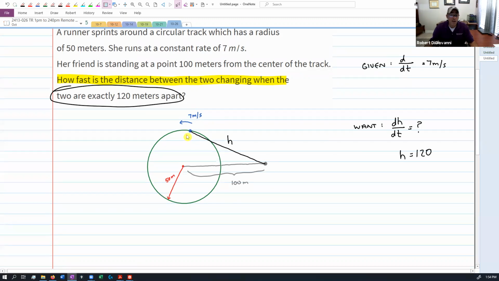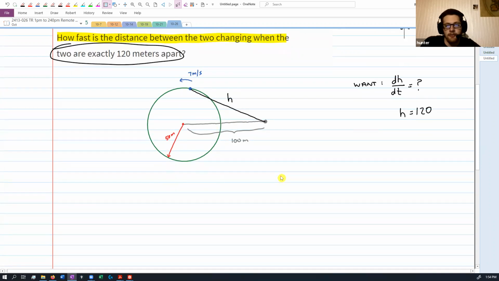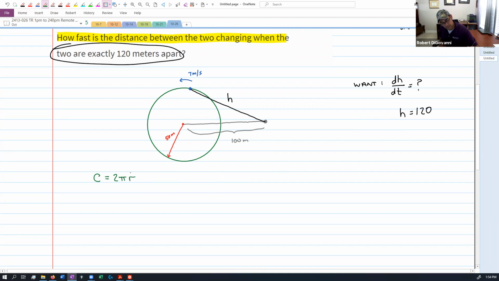We want to know how long it takes her to go around the track. Can we figure out how much time it takes her to go around the track once? Well, she goes 7 meters per second, right? Do we know the length of the track? Not exactly, but we can find it. We have the radius. Our circumference would be 2 pi r. The circumference of that circle would be 2 pi times the radius, and we know that the radius of this is 50. With me? So the circumference of this is 100 pi meters.